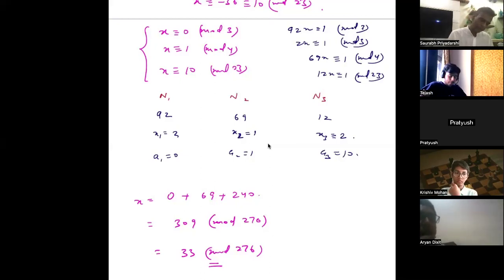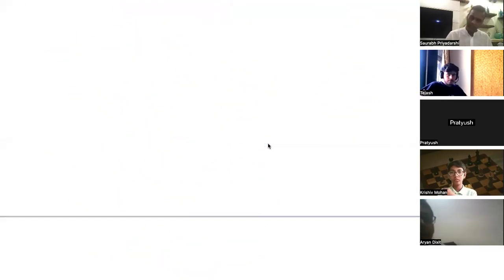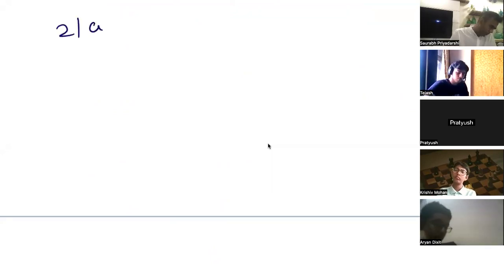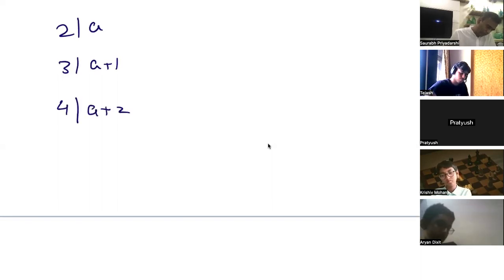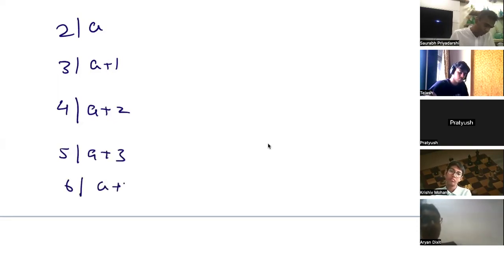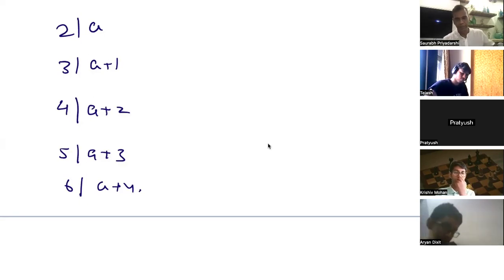I hope everyone is getting. So only one question I'm writing, right? You have to think exactly how this has to go, right? 2 divides a, 3 divides a plus 1, 4 divides a plus 2, 5 divides a plus 3, 6 divides a plus 4. What is the smallest number a greater than 2 is possible?